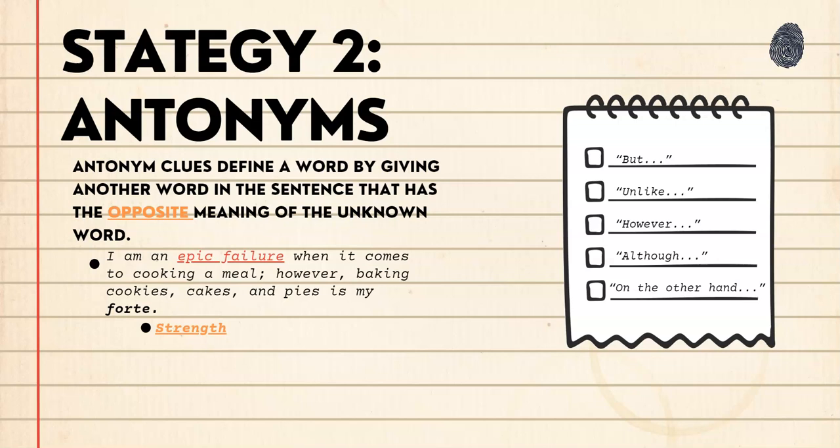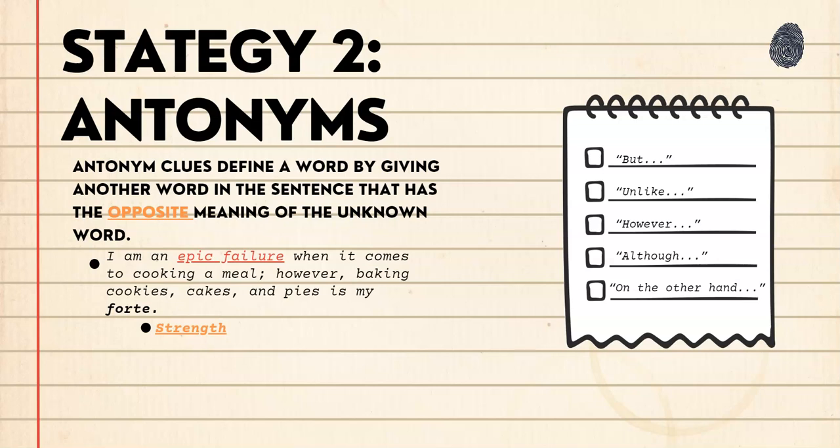Now let's talk about antonyms. Antonym clues define a word by giving another word in the sentence that has the opposite meaning of the unknown word. So this is the opposite of what we just talked about. Remember, with synonyms, we get a word in the sentence that has a very similar meaning, but with antonyms, we get a word in the sentence that has the opposite meaning.